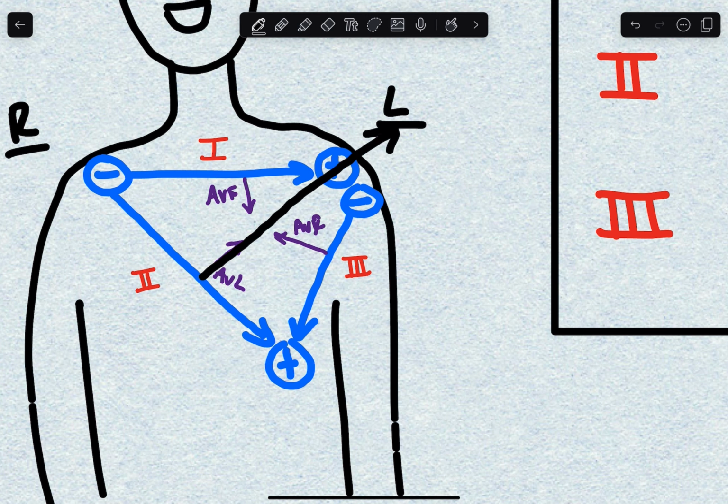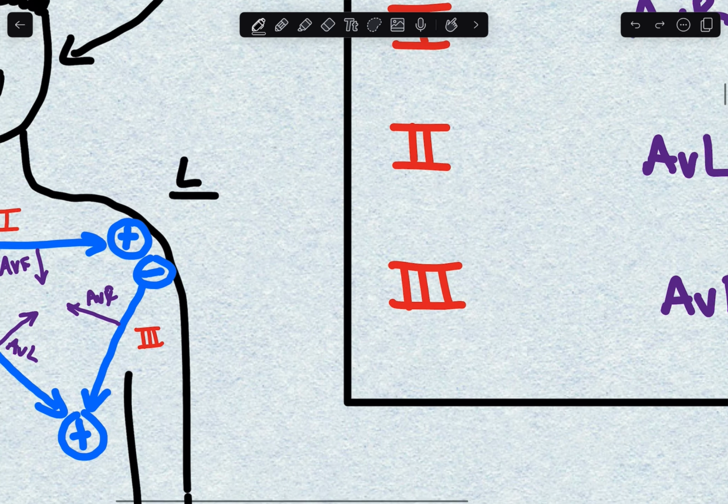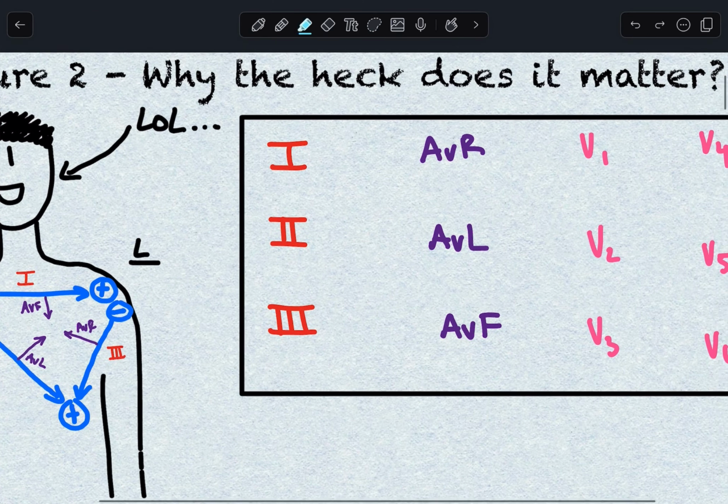As you can see, lead 1 and AVL are looking at the myocardium from a left and lateral position, so let's mark these on our 12 lead.